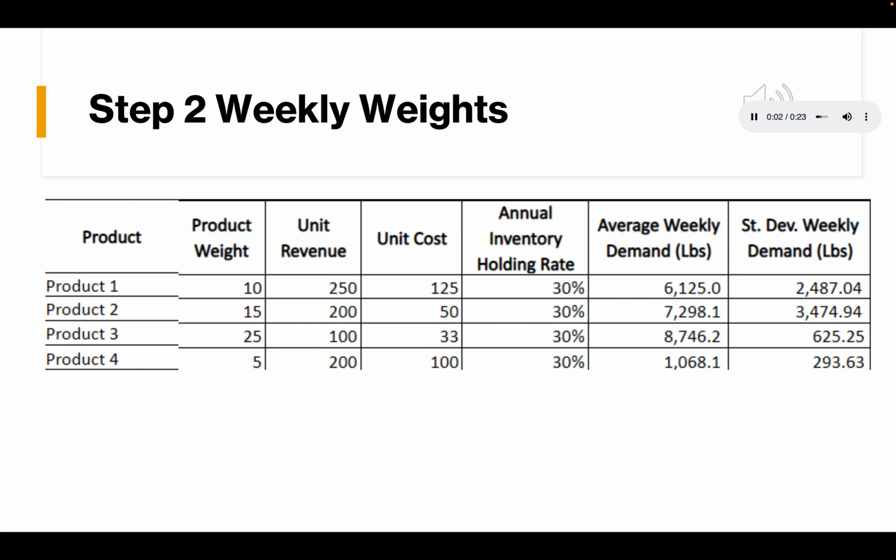In this step, we used each individual product's weight and were able to compute the average weekly demand and the standard deviation of weekly demand based on these weights. We did this by multiplying both of these numbers from the last step with the product weight for each individual product. We will use this information again in the next step when determining transportation costs.